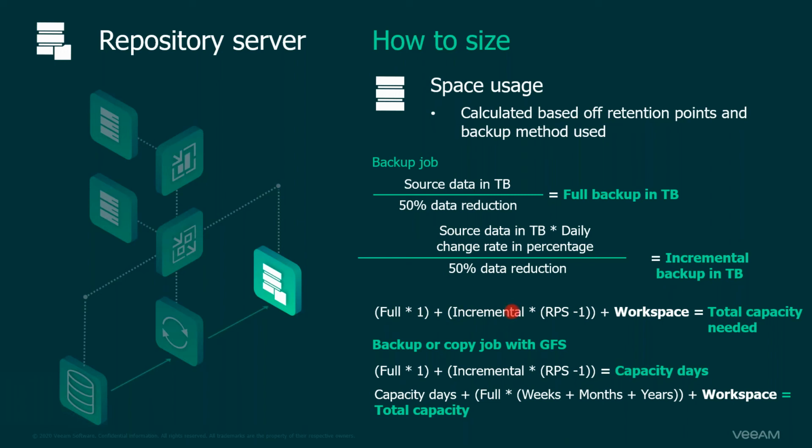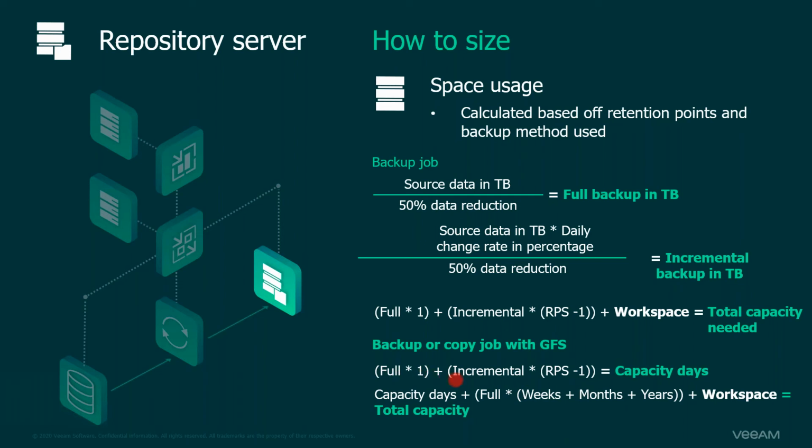So our full plus our incrementals plus any workspace is going to be the total amount of capacity that we need in our repository. Now, when we're looking at a backup job with GFS, right, version 10 added the ability to put grandfather, father, son backups in your primary backup job, no longer just in backup copy jobs. So if we're looking at GFS, whether it's a backup job or a backup copy job, sizing is going to be a little bit different.